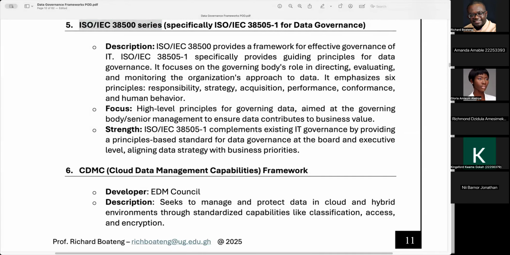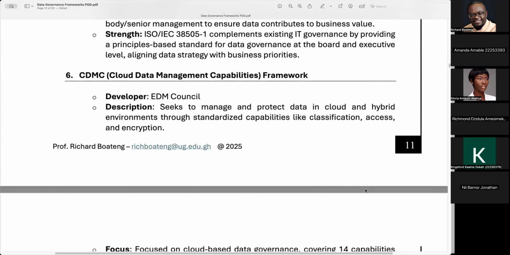Interesting focus. Next is CDMC, the Cloud Data Management Capabilities Framework from the EDM Council. Does this only apply to the cloud? Well, it was developed initially with financial services managing data in complex cloud and hybrid environments in mind, focusing heavily on meeting stringent regulatory requirements. It defines 14 key capabilities related to things like data classification, access controls, encryption, data lineage discovery, very granular controls.